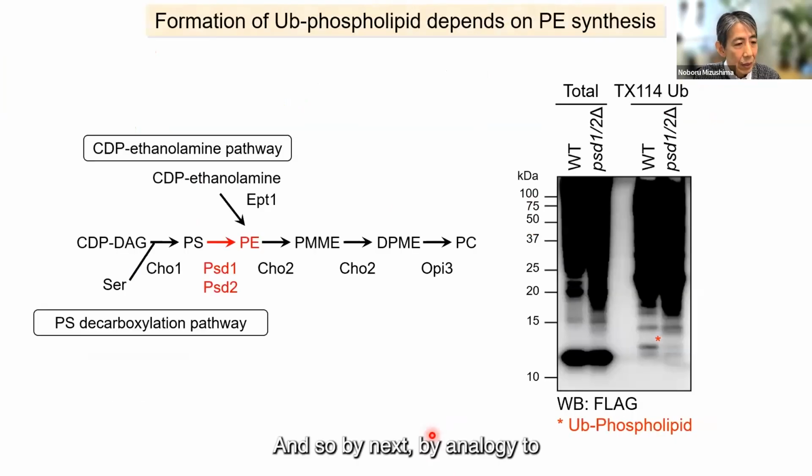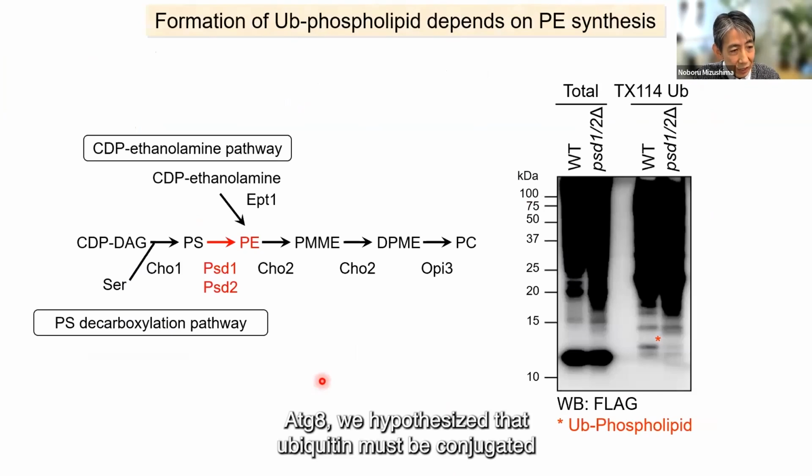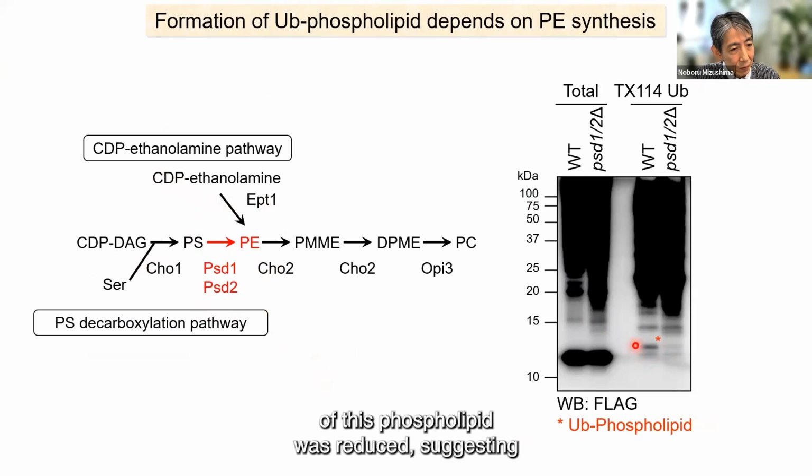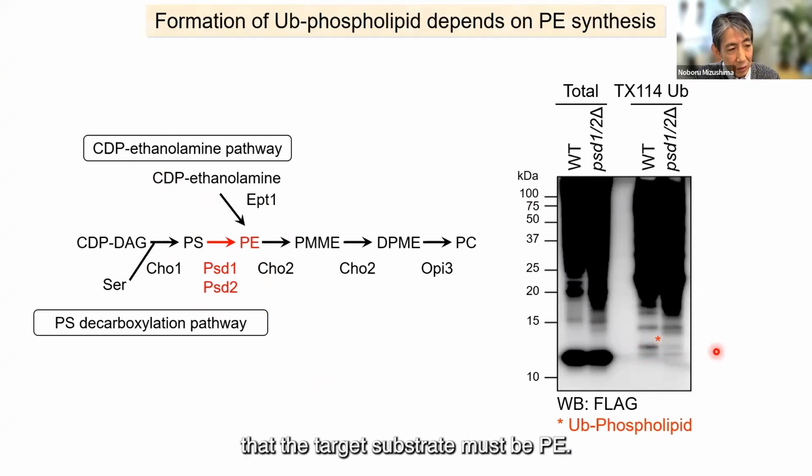Okay, so by analogy to ATG8, we hypothesized that ubiquitin must be conjugated to PE. In yeast, PE is synthesized via these two pathways. When we deleted the major enzymes PSD1 and PSD2, the amount of this phospholipid was reduced, suggesting that the target substrate must be PE.